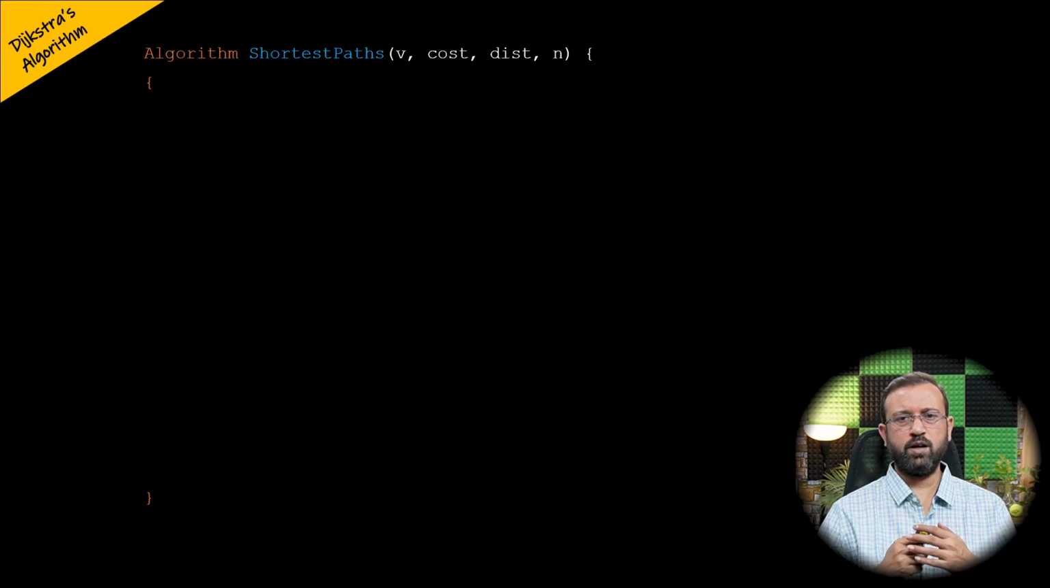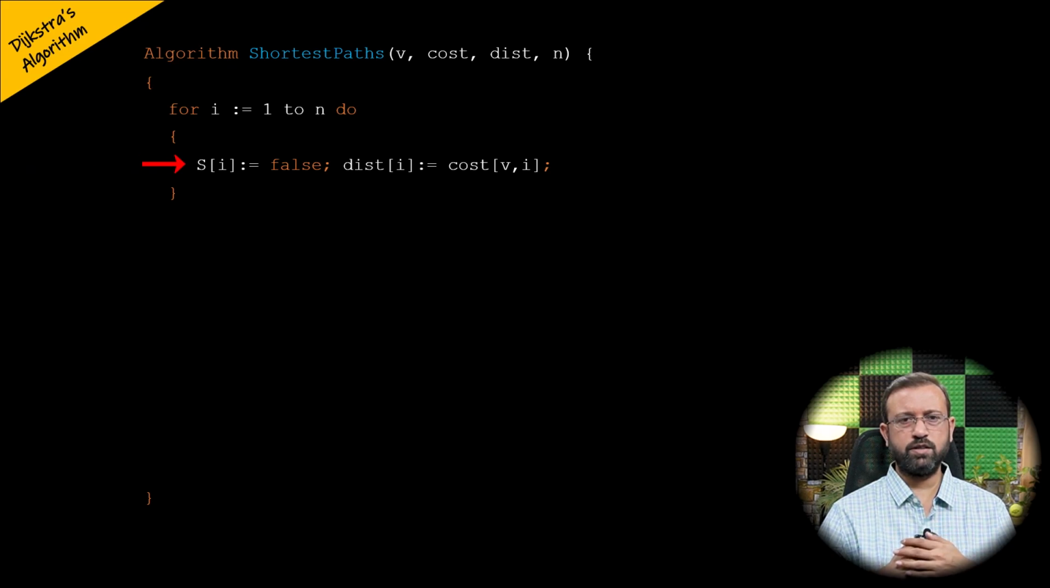Then within the algorithm, we will first initialize the array S, which is the set of vertices, and the distance array. So we will have a for loop from I equals 1 to n, and within this for loop we will initialize all the elements of array S to false using the statement S of I assigned false. As well as we will initialize all the elements of the distance array with their respective cost using the statement distance of I assigned cost of V and I within this for loop, where V is the source vertex.